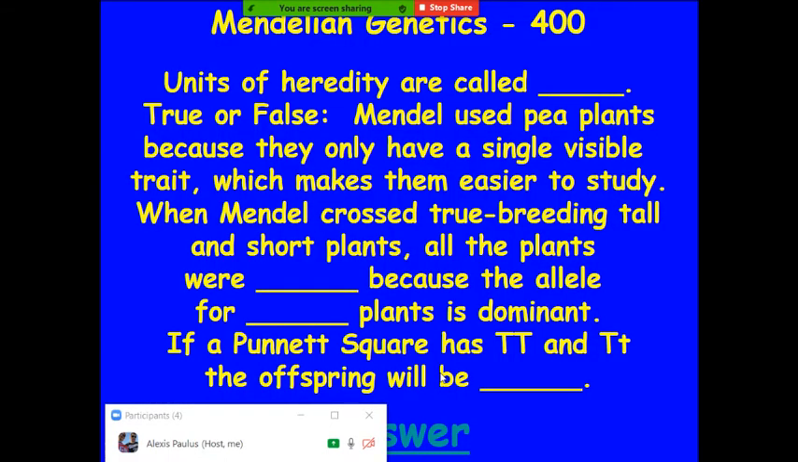All right, here we go. Units of heredity are called blanks. True or false? Mendel used pea plants because they only have a single visible trait, which makes them easier to study. When Mendel crossed true breeding tall and short plants, all the plants were blank because the allele for blank plants is dominant. If a Punnett square has big T and big T little t, the offspring will be, and you can give me the phenotype or the genotype for that last question.